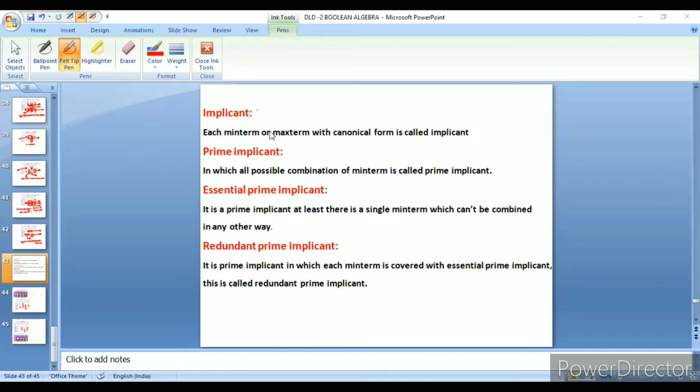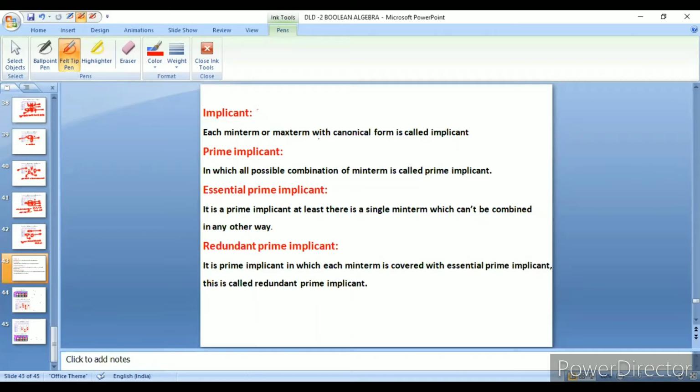In this video, we are going to discuss very important definitions called implicant, prime implicant, essential prime implicant, and redundant prime implicant. First we will see the definitions, then we will come to the example, then you can understand easily. Implicant: each minterm or maxterm, that is logic ones or logic zeros.